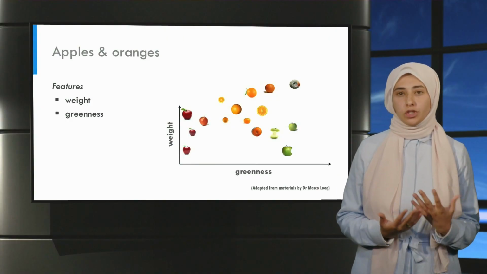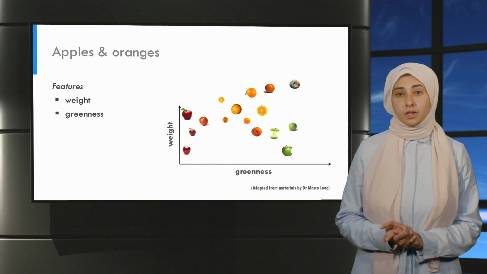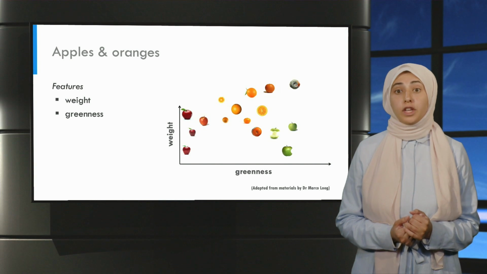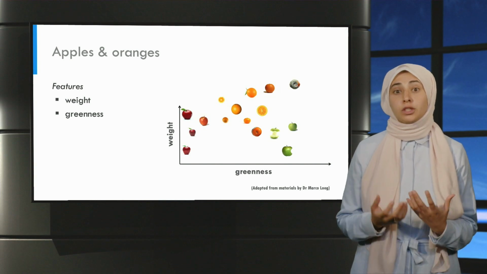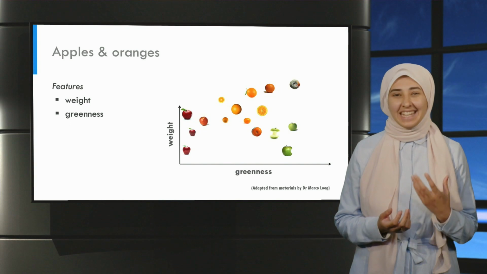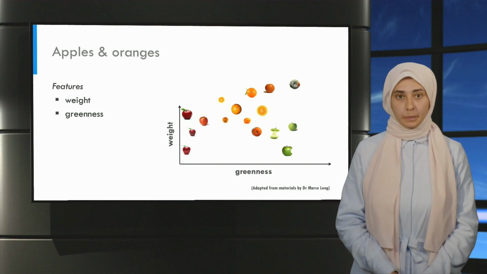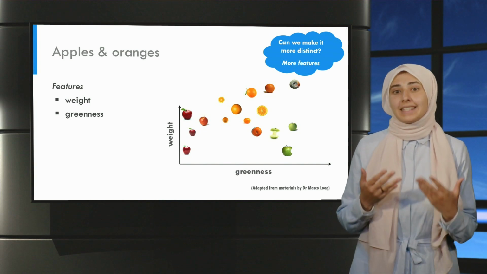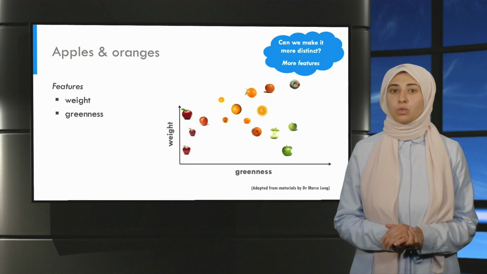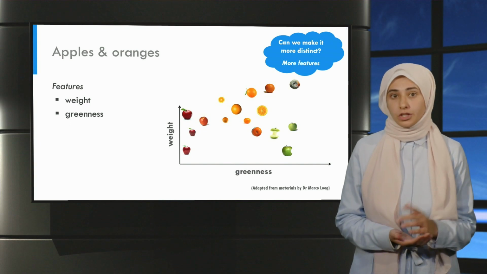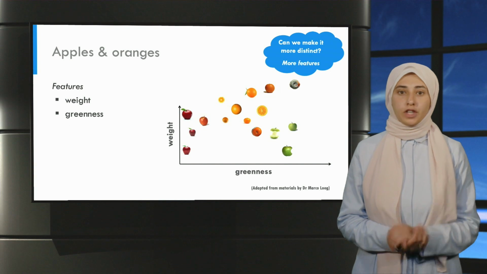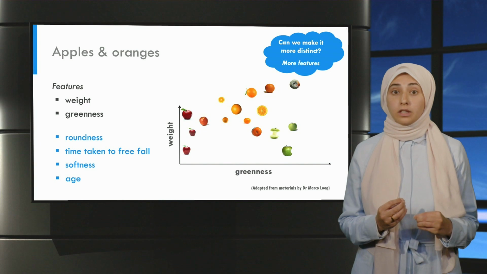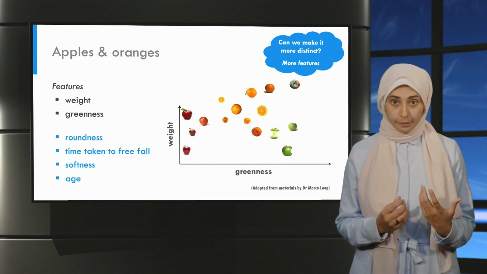Suppose apples and oranges are being studied. For this purpose, two features of apples and oranges are measured and saved. Those two features are the fruit's weight, plotted on the y-axis, and the fruit's greenness, plotted on the x-axis. After a lot of research, some researchers suggest increasing the number of features. Maybe that way they can learn more about apples and oranges. Those were the new features measured: roundness, time taken to free fall, softness, and age.